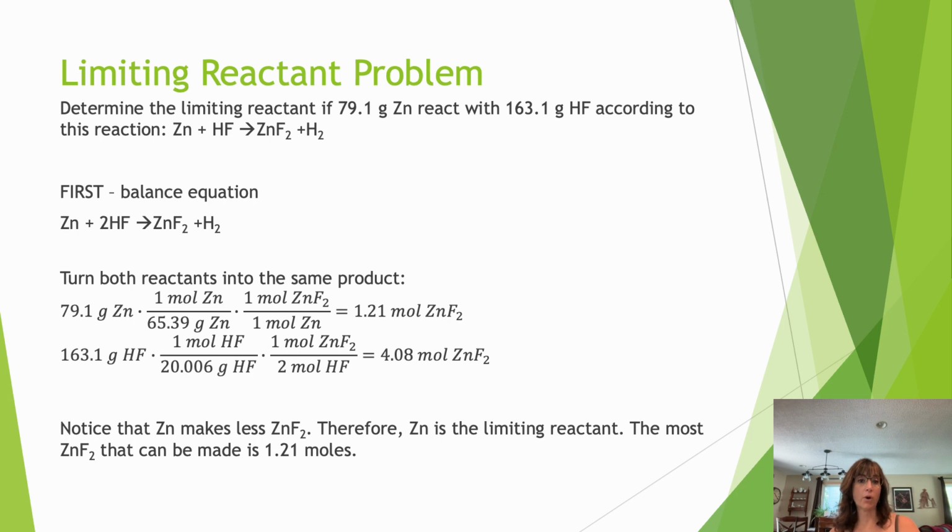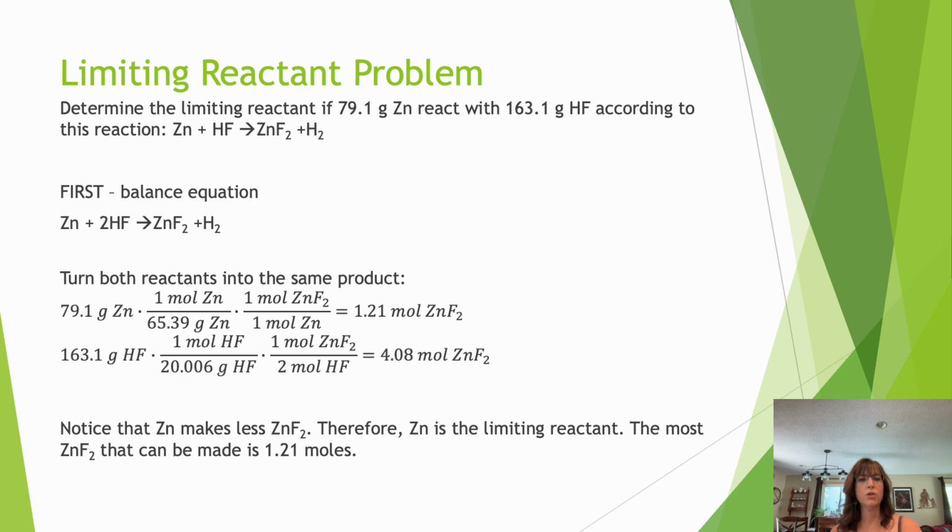Let's go ahead and look at a problem. Determine the limiting reactant if 79.1 grams of Zn reacts with 163.1 grams of HF, according to that equation on the page. First thing you want to do is balance the equation. Do not assume the equation is balanced.